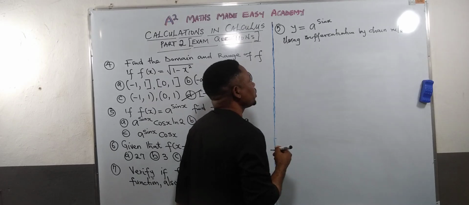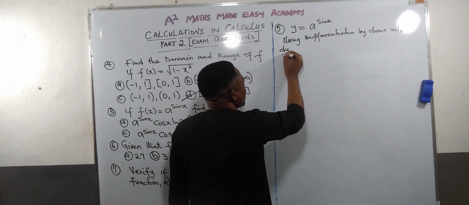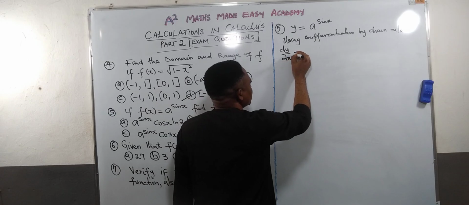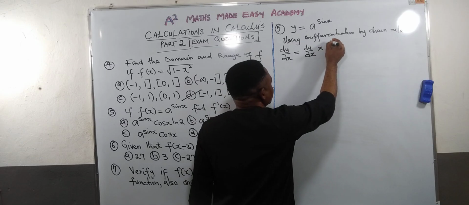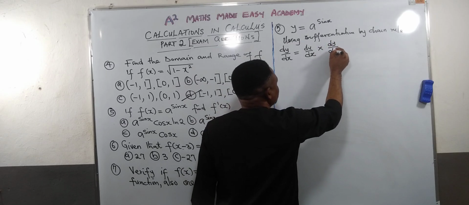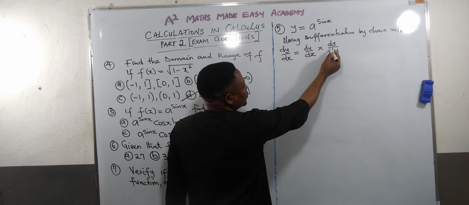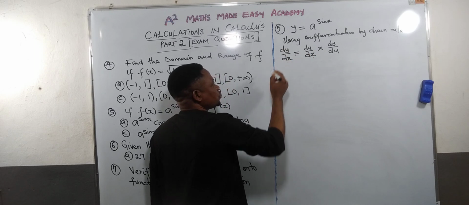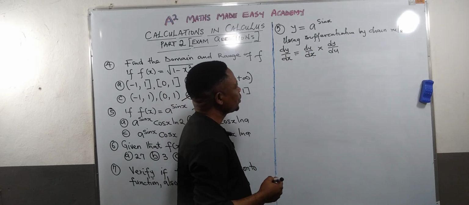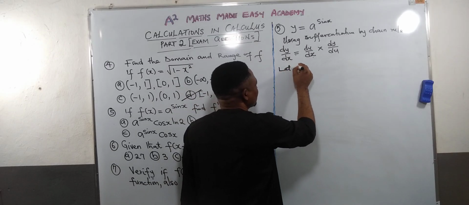I say differentiation by chain rule. Now, what is the general formula for chain rule? The formula says dy over dx is equal to du over dx, times dy all over du. This is the chain rule. If you observe, when du cancels du, what remains is dy dx to the right, which is also equal to dy dx to the left.